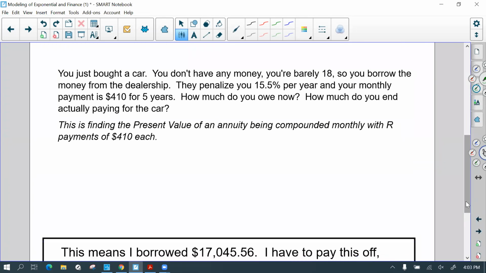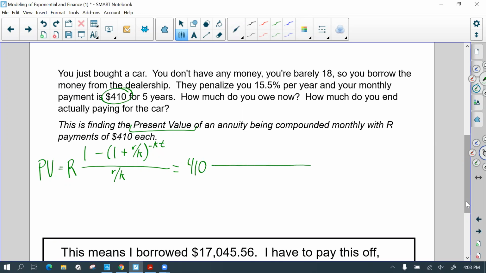About this one, you just bought a car. So you need money to buy a car. So you must have borrowed money. So you are finding the present value. And the present value is how much money you pay per month or per week times 1 minus this. You don't have any money. You had to borrow. So the dealership told you, don't worry, son, just give me $410 every month for the next 5 years. So 1 minus 1 plus, this is a terrible interest rate.